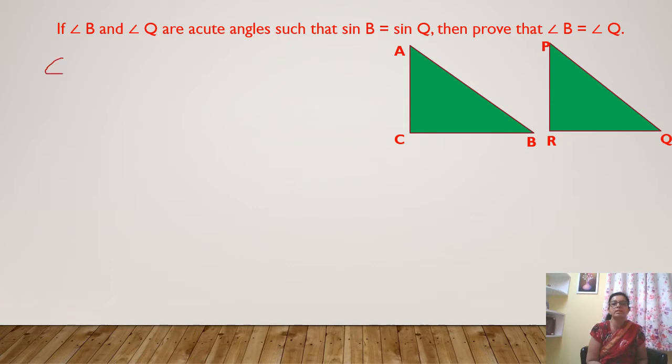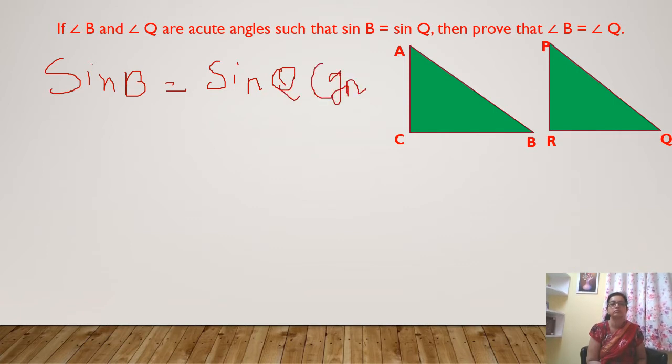Here it is given sine B is equal to sine Q. Now, what is sine B? Here you can see that the side opposite to angle B is AC and the hypotenuse in triangle ABC is AB.